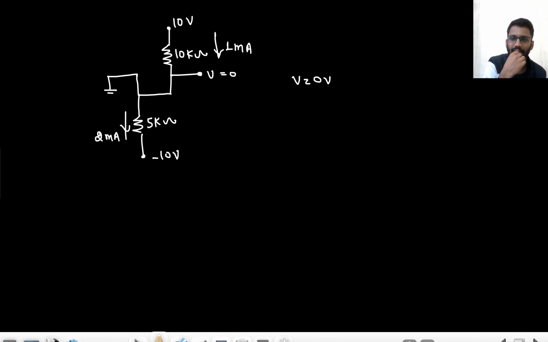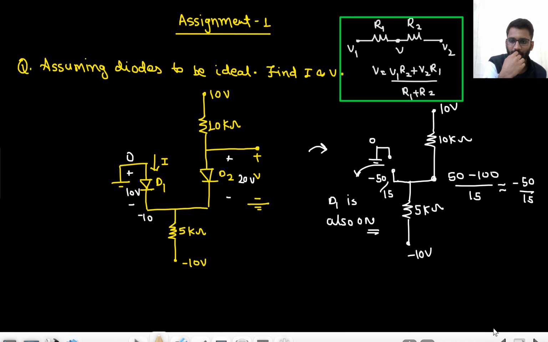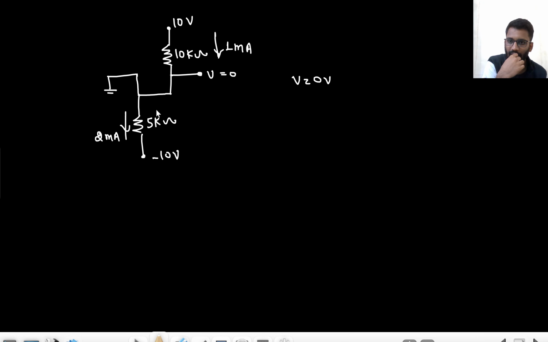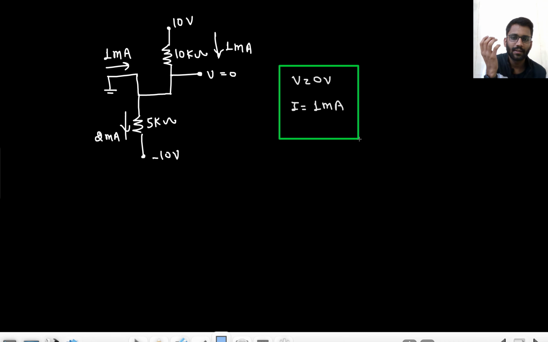And what did they ask? The value of current I. Here I am having 1 milliampere current and 2 milliampere current is there. That means 1 milliampere current would be coming from this side. So the value of I is 1 milliampere. This is a simple network analysis problem, nothing else.